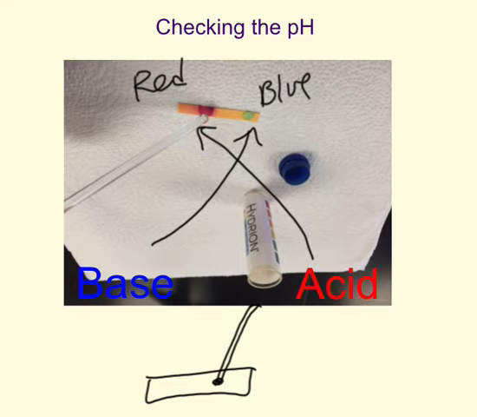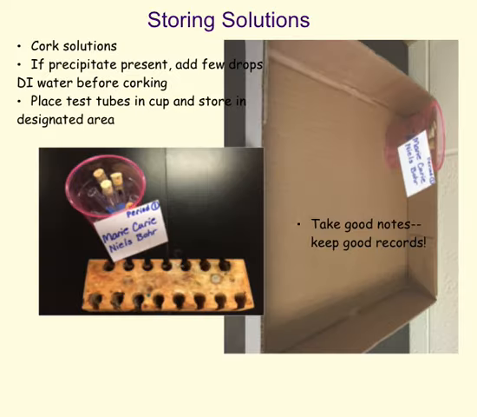Okay, we also need to worry about storing solutions. With storing solutions, you're going to have to keep an eye on the time as you work through this. So try and think about good stopping points in your lab. You're always going to want to try and stop at the end of a step. Don't begin a step and then not follow through after heating. When you store this, you cork your solutions. If you have any solutions, just put a cork on them. And if you've got a precipitate that's present, then go ahead and add a few drops of DI water before corking it, and then place the test tubes in a cup and store those in the designated area.